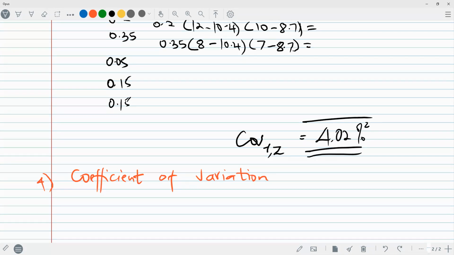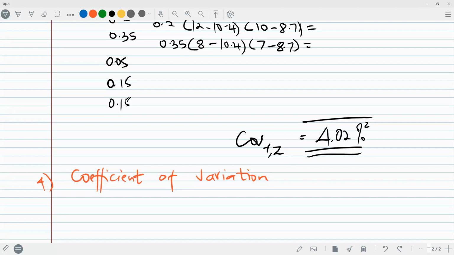Now we want to scale to ensure that the 4.02% squared we have obtained from the data we have analyzed, those figures make sense now. Actually, what we want is a coefficient to scale down the covariance to between -1 and +1. That is called the use of coefficient of variation.